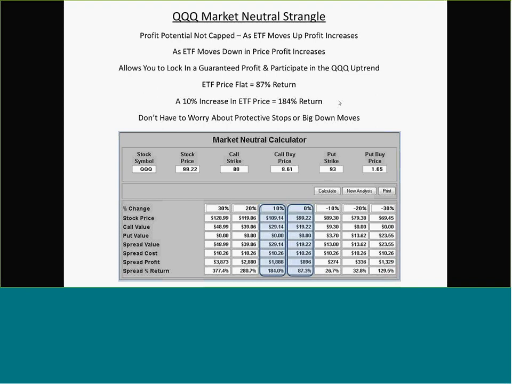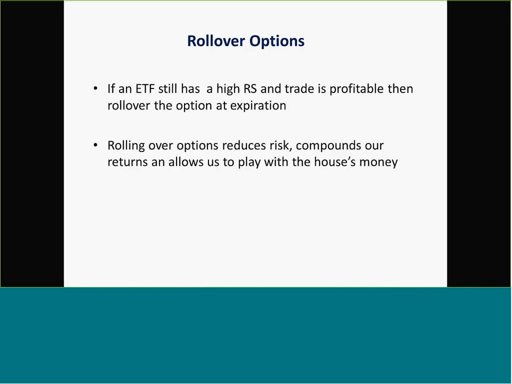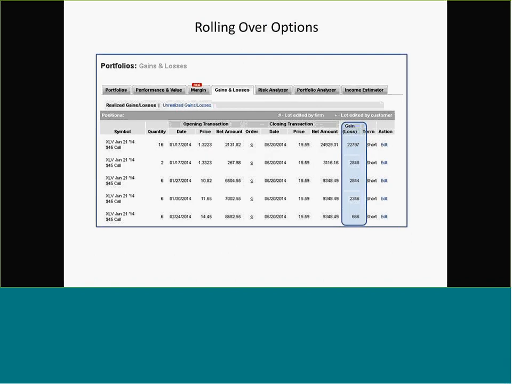And one last thing is rolling over the options. If an ETF still has a high relative strength and the trade is profitable, then we normally roll over the option at expiration. And if you roll over the options, that reduces your risk and allows you to compound your returns. And here's an example of XLV June 45 calls. I sold those and rolled into the September calls.